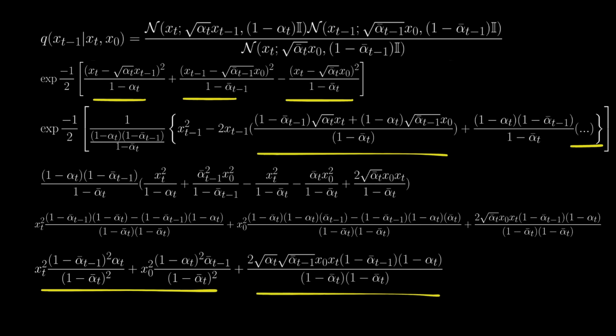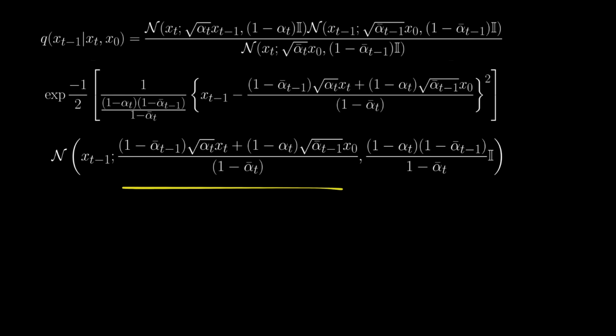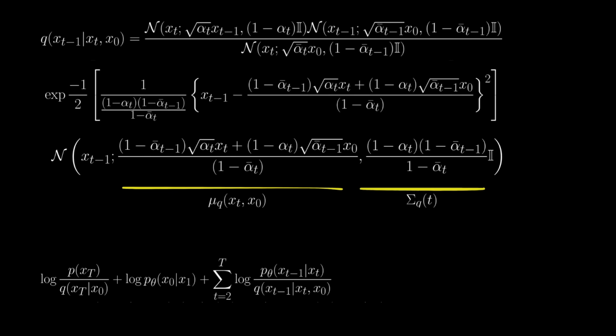This allows us to rewrite the whole equation for the reverse distribution as a Gaussian, with this being the mean and this being the variance. All of this that we have done is because these were our likelihood terms that we had to optimize. And for the last term, we needed to compute q of xt minus 1 given xt, x0, which we have done now.